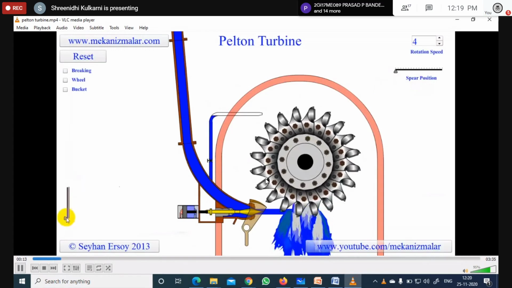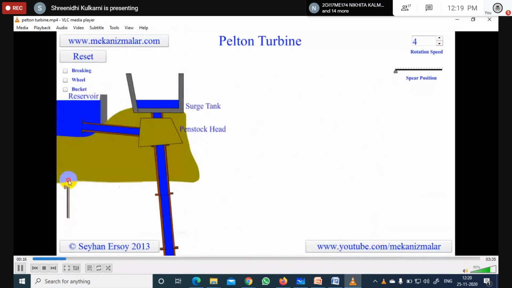Here we can see the Pelton turbine. I'm going to stop here, and you just see this PPT.